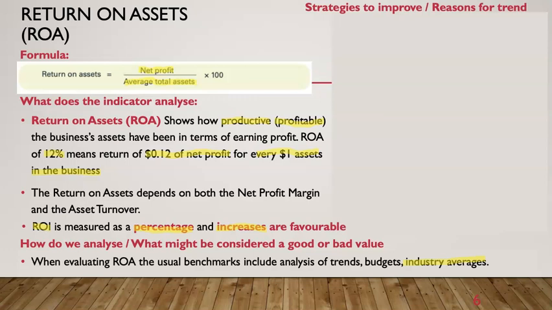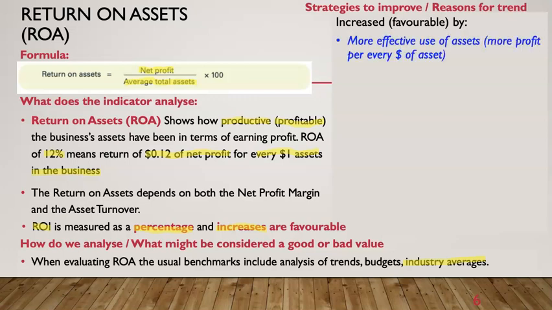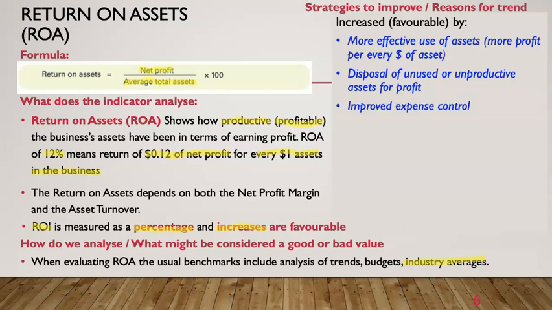What might be the reason for a trend? If it is increased, this is favourable, and this is likely due to more effective use of our assets. We're getting more profit for every dollar of assets. This might mean that we have disposed of unused or unproductive assets. If we get rid of assets not making profit, our average total assets goes down and our net profit isn't changed that much. And we could also improve our expenses, because improved expenses improves our profit. We could also lease assets rather than purchase them, because if we lease them, they typically won't be on our balance sheet as a total asset, but we still get to control them.